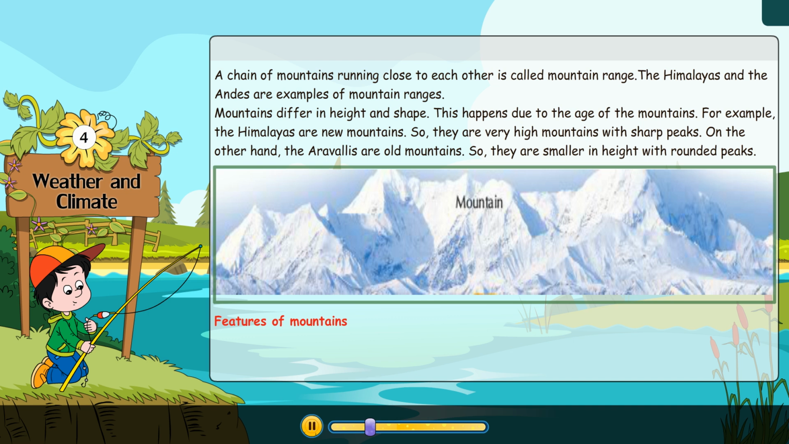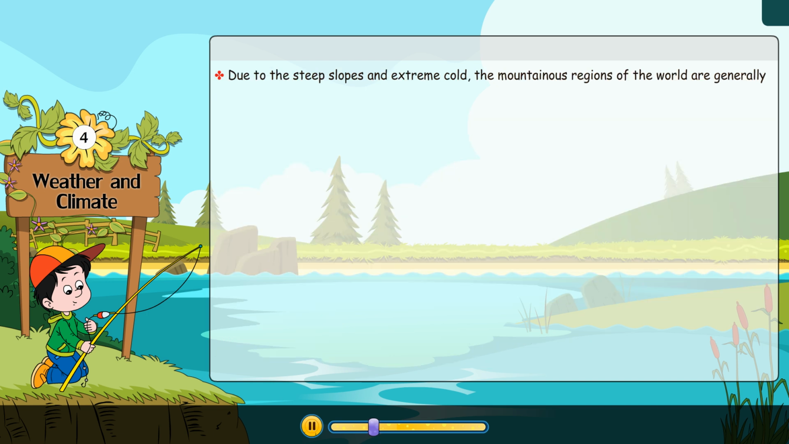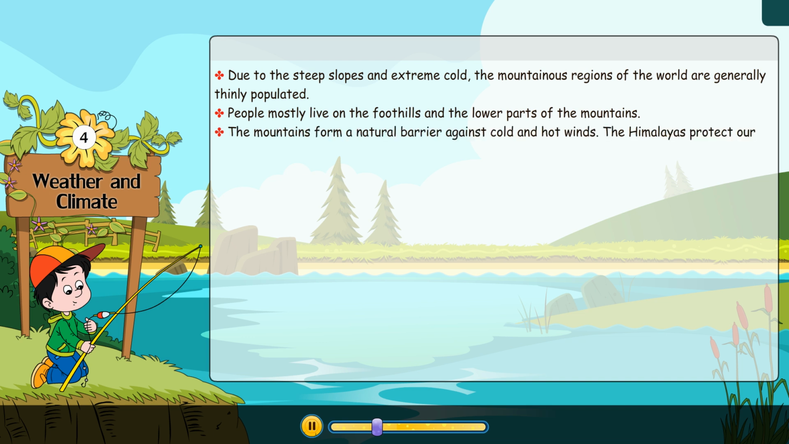Features of mountains. The peaks of the higher mountains remain covered with snow most of the time, so the vegetation in these parts of the mountains is scanty. Due to the steep slopes and extreme cold, the mountainous regions of the world are generally thinly populated. People mostly live on the foothills and the lower parts of the mountains. The mountains form a natural barrier against cold and hot winds. The Himalayas protect our country from the cold wind coming from the north.